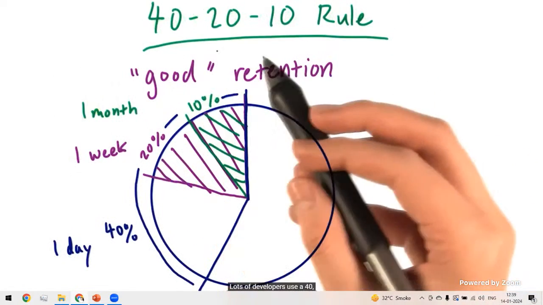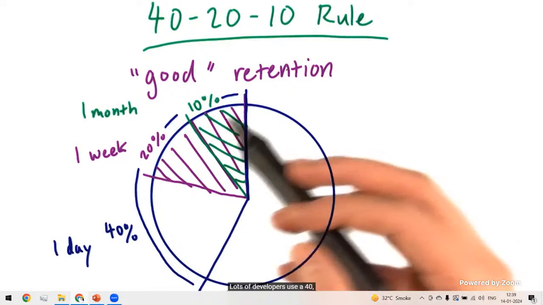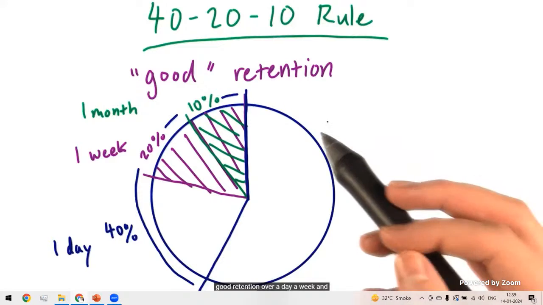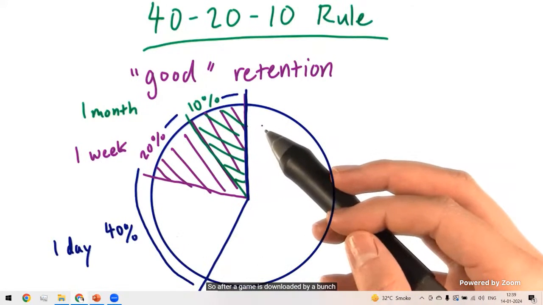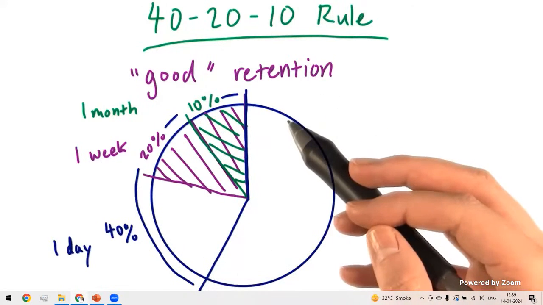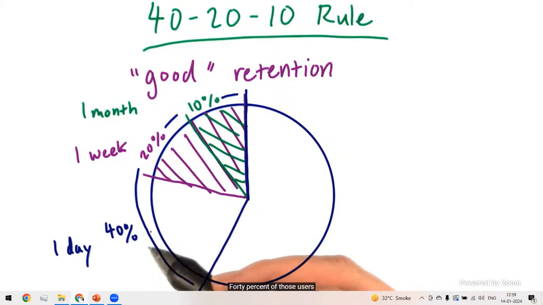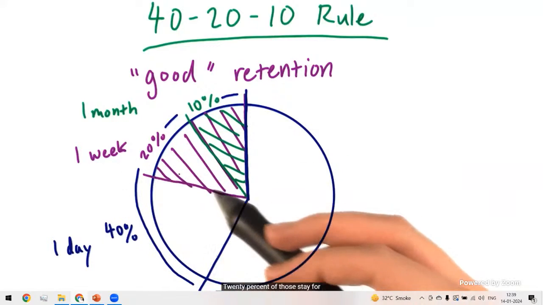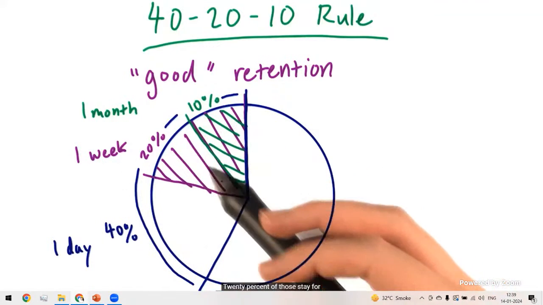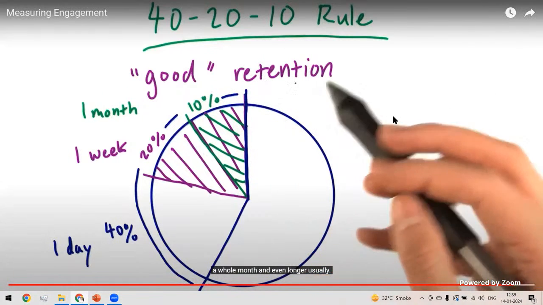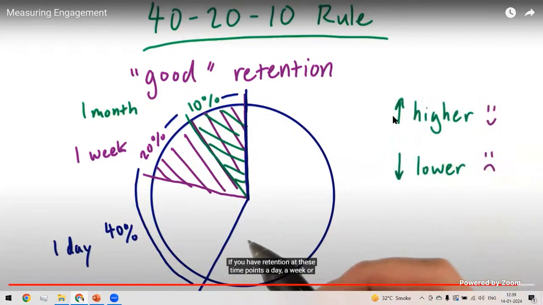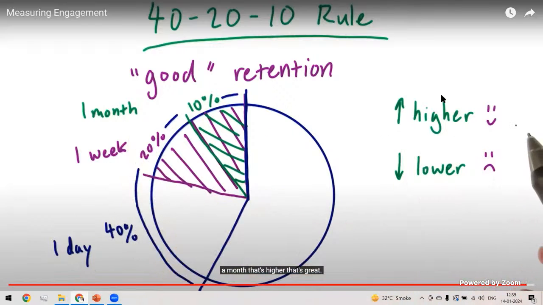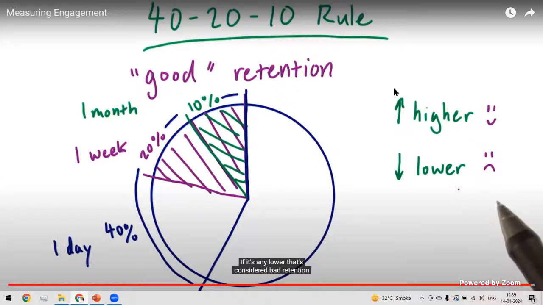Lots of developers use a 40-20-10 rule as a guideline for good retention over a day, a week, and a month. So after a game is downloaded by a bunch of people, we have 100% of people, 40% of those users stick around after the first day, 20% of those stay for a week, and only 10% stay for a whole month, and even longer usually. If you have retention at these time points, a day, a week, or a month, that's higher, that's great. If it's any lower, that's considered bad retention.